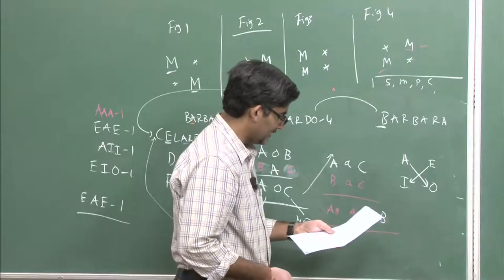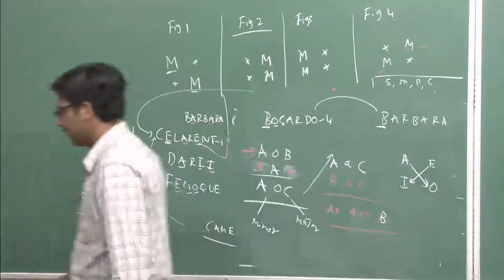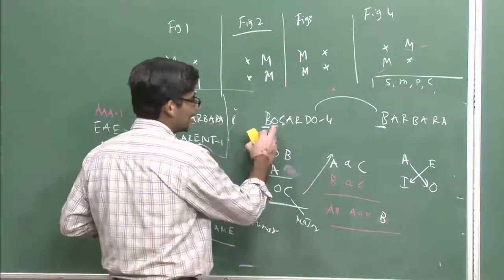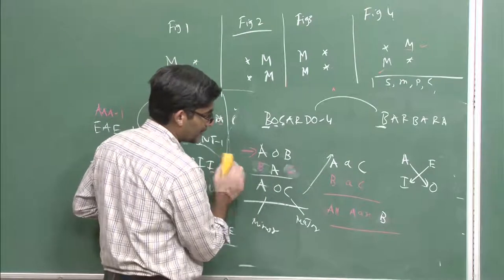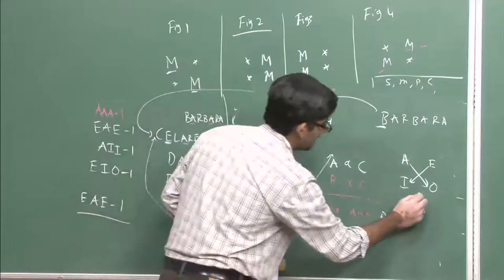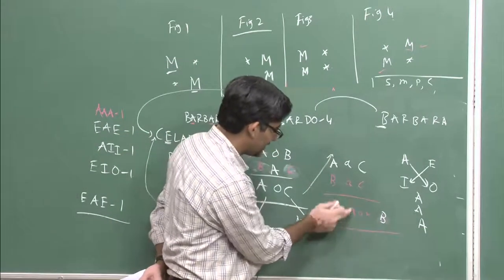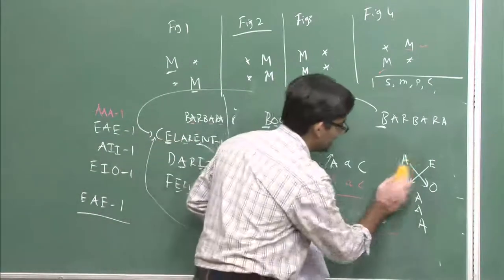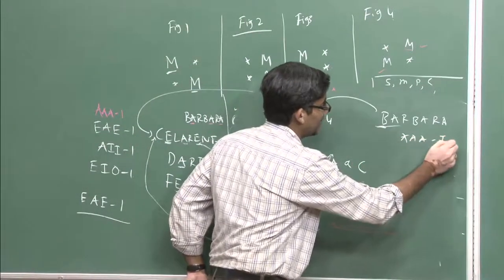So in one particular way we will try to prove this. In this case, we can prove this, which is Bocardo, and it can be proved in this particular way. So this we have already converted into a proposition. So now the only thing is that we need to see, let me finish this. This is still not in a proposition form.